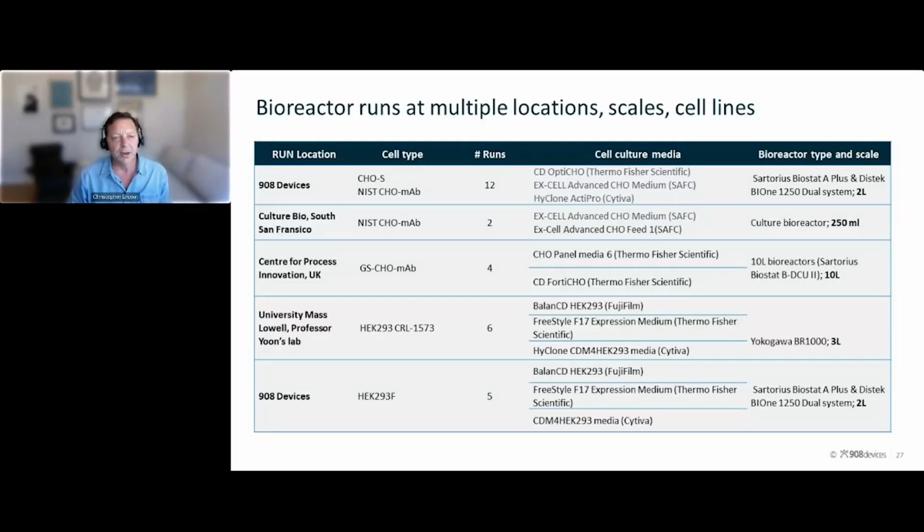This is an overview of the validation runs across multiple locations. So certainly we've run at 908 Devices. We have a bioprocessing lab with multiple reactors, reactor types. In validation, we've done actually more than 12 runs at this stage. Culture Bio, which is a group I'll talk about shortly, we've done 2 runs over there. CPI in the UK, 4 runs, some at UMass Lowell with Professor Sun-Kyung Yoon, and more at 908 Devices that were HEC 293 as well. So a wide variety of conditions, reactor sizes, cell lines.